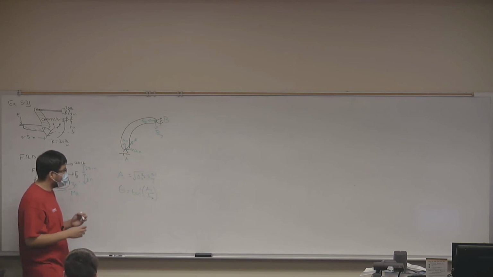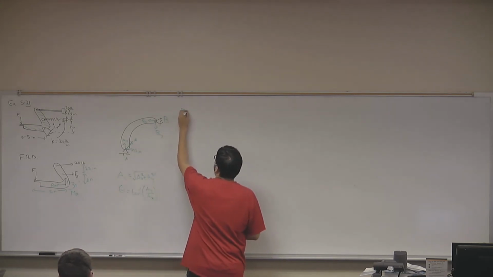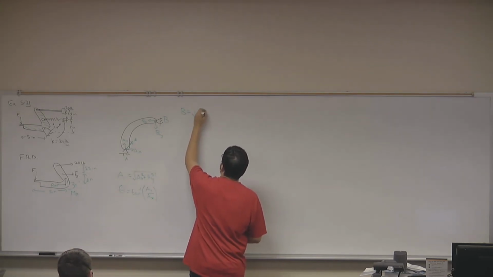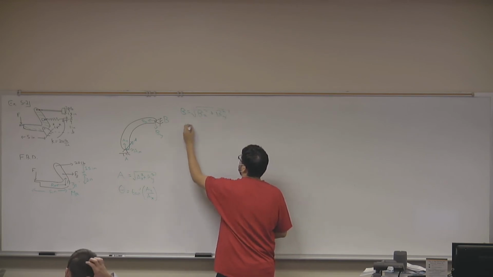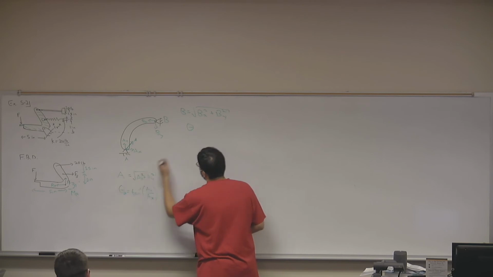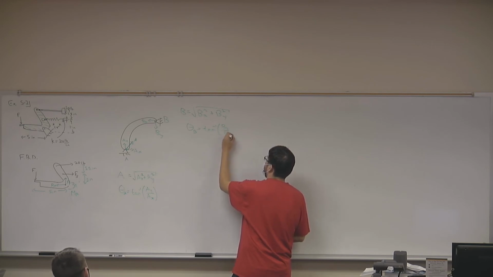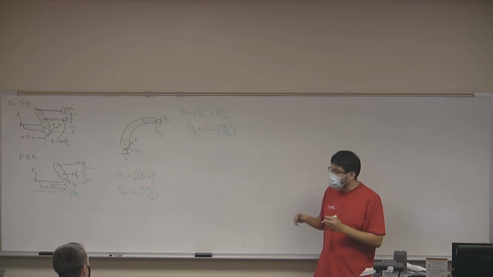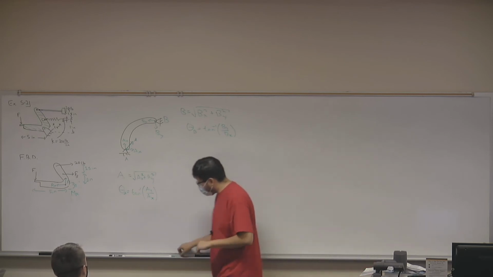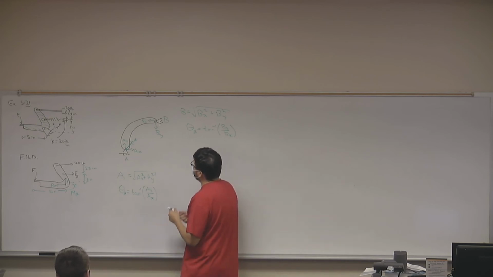There we go. And then we can say similarly that B is equal to the square root of BX squared plus BY squared, and that B acts at an angle of inverse tangent BY over BX. A bit of a review from chapter 2, right? Okay. Now, if I were to apply the equations of equilibrium into the system, here's the fun thing. Let's say this is B.